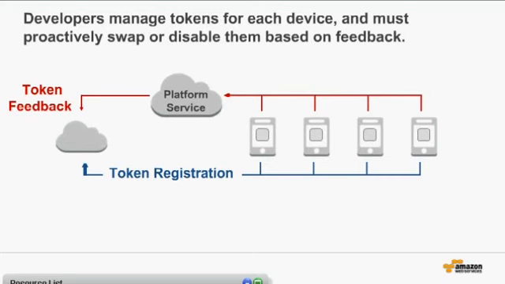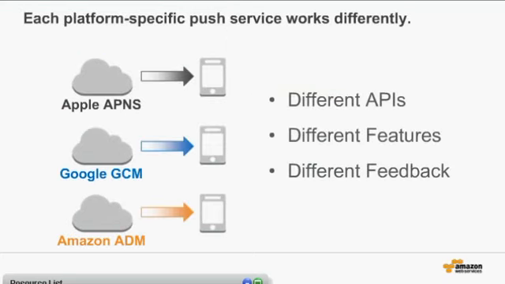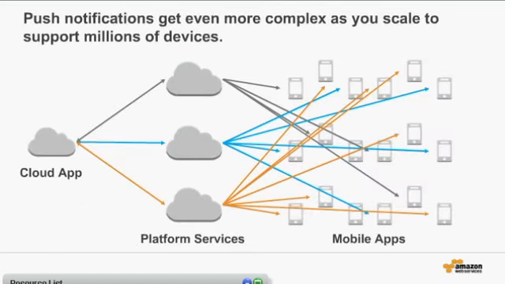But it gets even worse than that, because each platform-specific push service works slightly differently. They have different APIs, they have different features, and they have different feedback mechanisms for managing those tokens. So what you actually end up with is something more similar to this diagram, where you have a single application that has to have multiple implementations of similar but different APIs that talk to similar but different notifications on similar but different applications running across many, many devices.